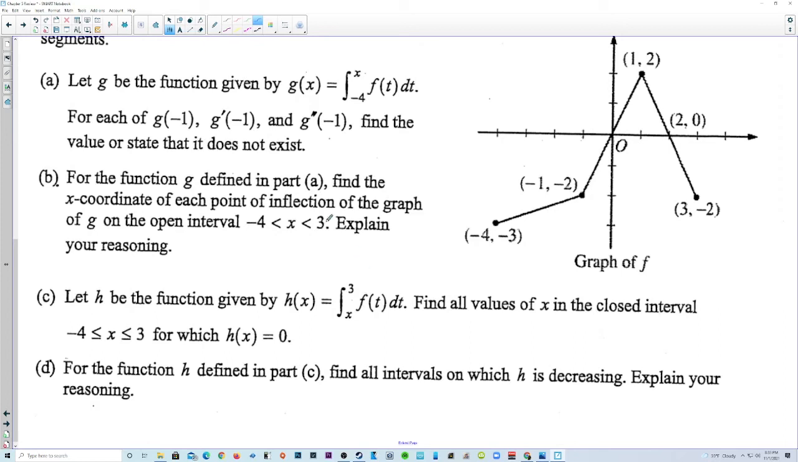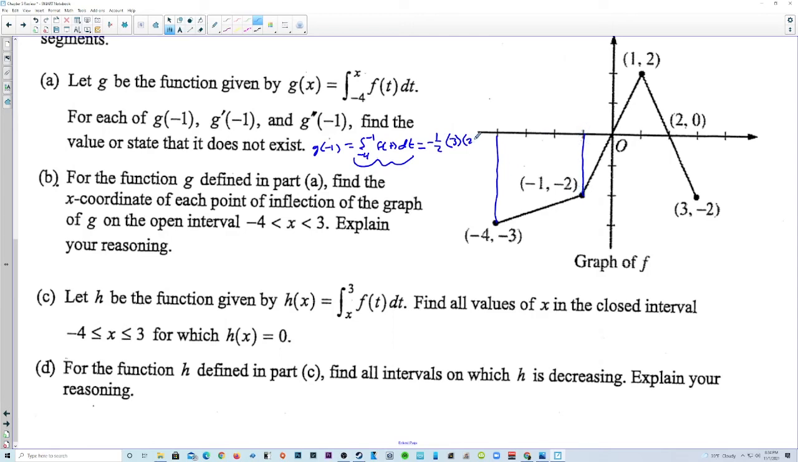Let g be the function given by, g is the integral from -4 to x of f of t dt. Find g of -1, g prime of -1, g double prime of -1. Find the value or state that it doesn't exist. So g of -1 is the integral from -4 to -1 of f of t dt. So that's the area from -4 to -1. So -4 to -1 is the area of this trapezoid, which is negative 1/2. The height is going to be 1, 2, 3.